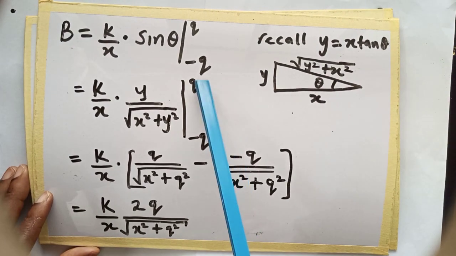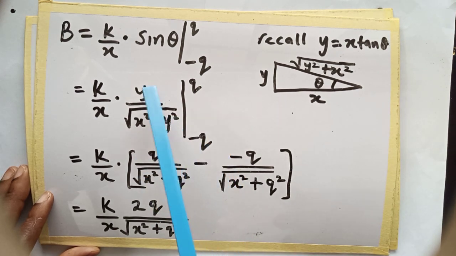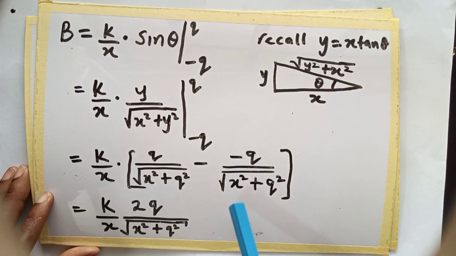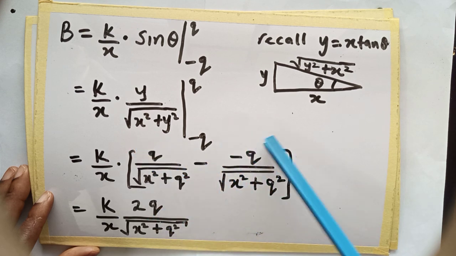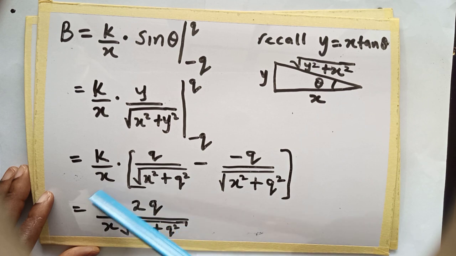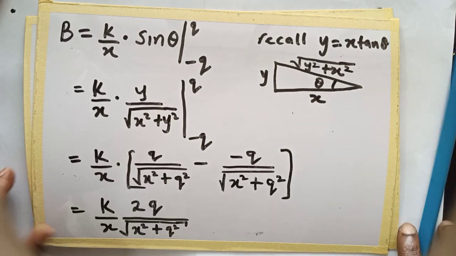Okay, so we take our limits. Wherever we see y, you put q, which is this one and this, minus wherever I see y, you put minus q, which is this and this. At the end of the day, we simplify this one by saying minus and minus gives plus. So we have 2q all over the square root of x squared plus q squared, k all over x. So our b is equal to this expression.